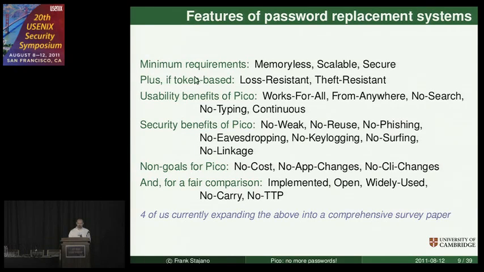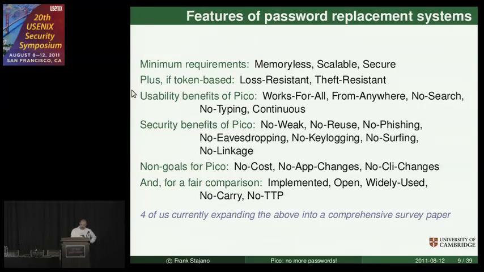And also, as part of the minimum requirements, since I'm doing something that is token-based, there are two fundamental minimum requirements that I also have to consider. It has to be loss-resistant, since it's based on a token. If I lose the token, I must not lose access forever to all my authenticators. And also it must be theft resistant. If someone steals my token and has access to it, it must not be a free passport to identity theft.